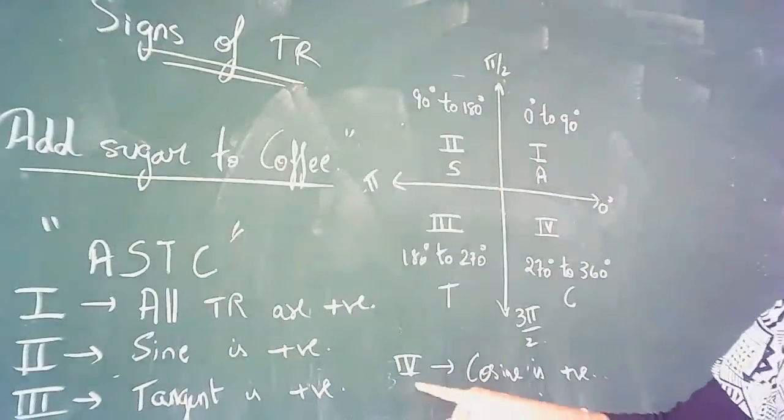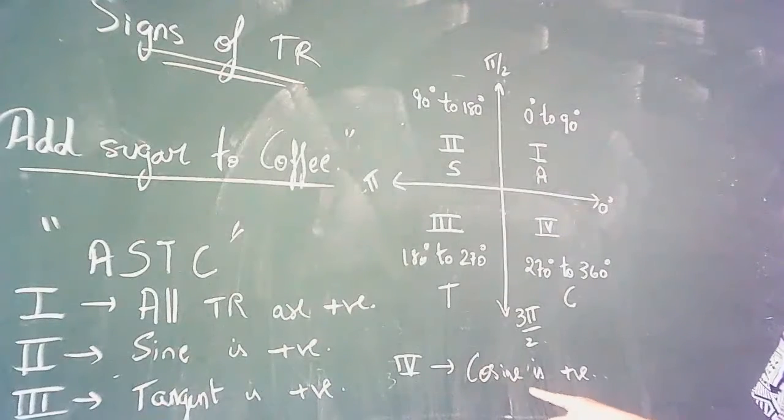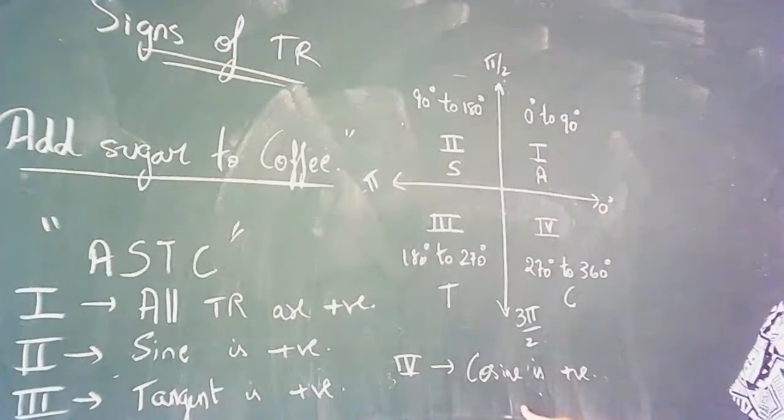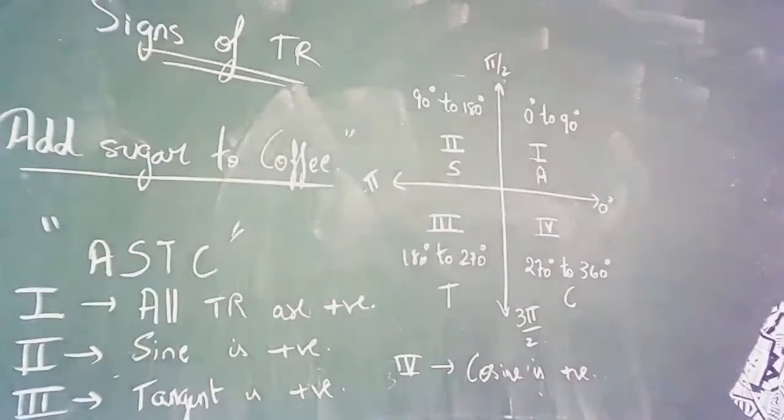Coming to fourth, we have C. That is, only cos theta is positive in fourth quadrant. Remaining all trigonometric ratios are negative in fourth quadrant. Is that clear to everyone?